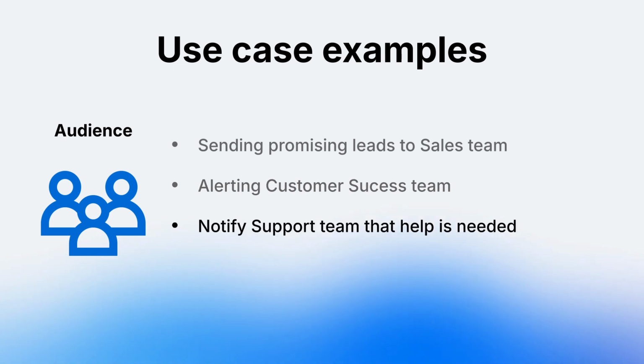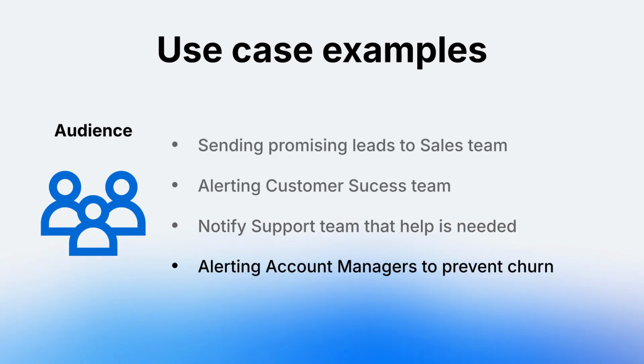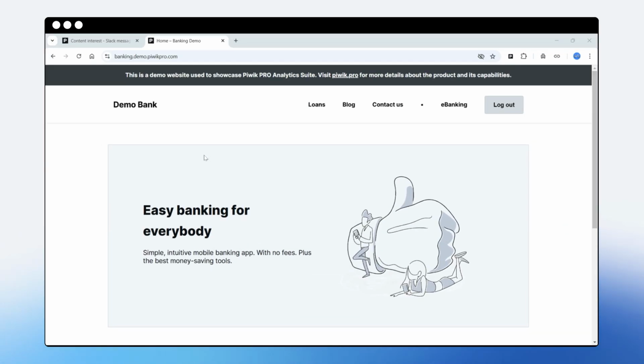We could also notify the support team that the new client needs help, and that could be based on the number of visits to certain help center articles or some frequently asked question pages. Or we could be alerting account managers that the current client could potentially churn because, say, the client visited cancellation or account downgrade pages. There could be many other examples, but let's focus on the step-by-step instructions part of this video.